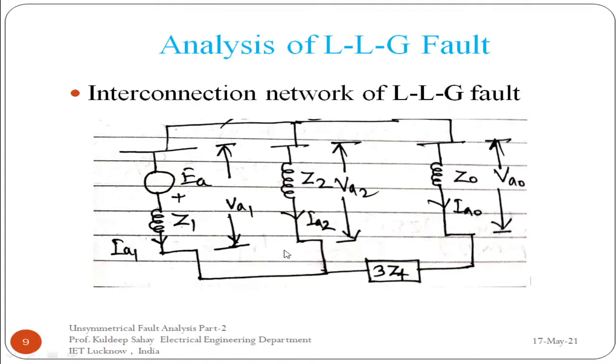And the first condition is that I1 plus I2 is equal and opposite to the IA0, meaning IA1 plus IA2 equals minus IA0, that we have proven. So this circuit satisfies all the equation criteria. So this is the sequence network of the double line to ground fault.